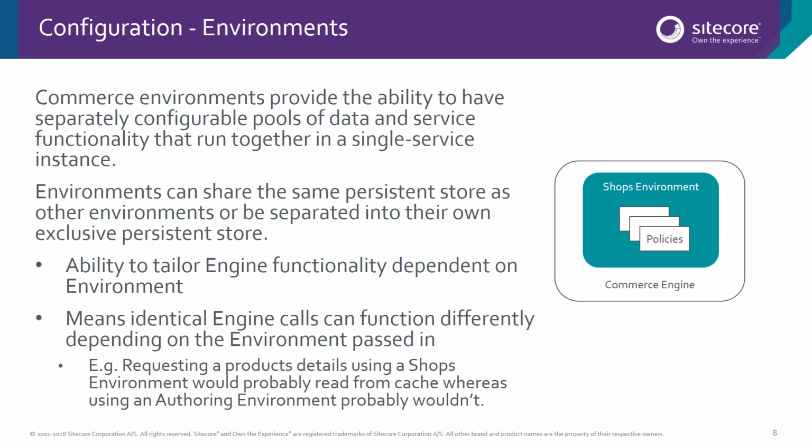This means that you can have the same call to the engine function very differently depending on which environment variable is specified. For example, if you request a product's details using the shops environment, you'd probably read the data from a cache to improve the performance. Whereas if you passed in the authoring environment instead, you'd most likely pull the data directly from the database to make sure it was the most recent.